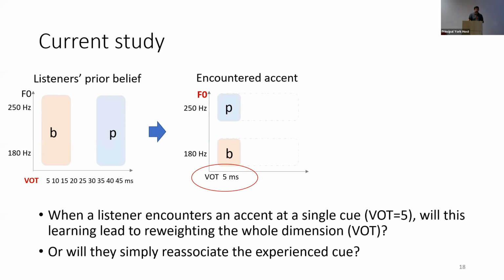So in the current study, we were interested in whether people would downweight dimensions that are uninformative even when they encounter just a single value on that dimension. In the previous study, they were encountering a range of values along the dimension, so they had information that the dimension should be downweighted as a whole.